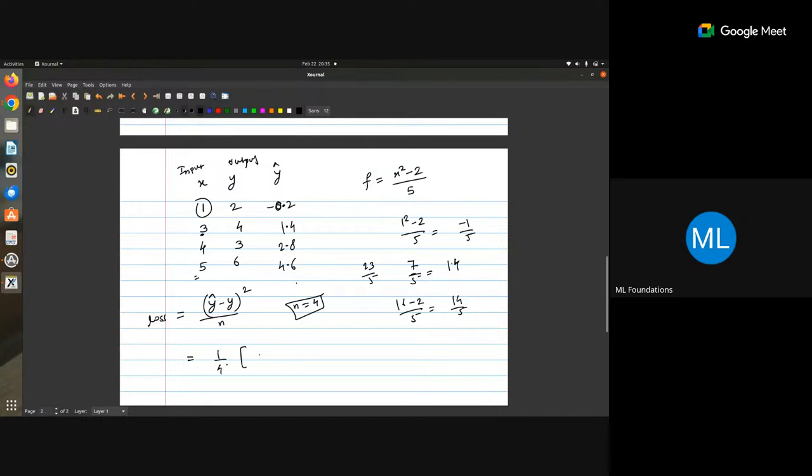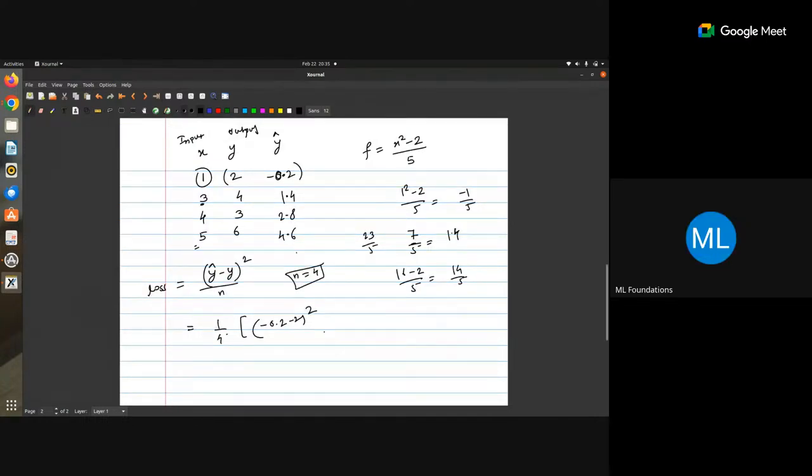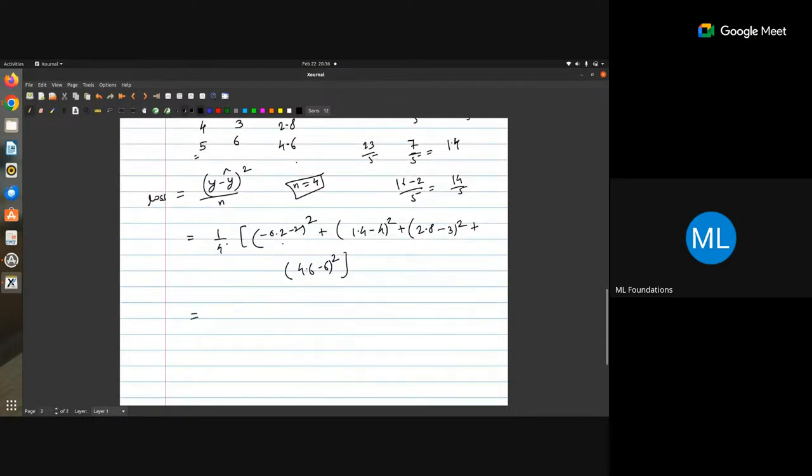So 1 by 4 times: first, (minus 0.2 minus 2) square. You can use y minus y hat also; it doesn't affect the result because it's a square. Generally it is y minus y hat, which is the standard formula. Plus (1.4 minus 4) square, plus (2.8 minus 3) square, plus (4.6 minus 6) whole square. So minus 0.2 minus 2 is minus 2.2. What is the square of 2.2? It is about 4.8.